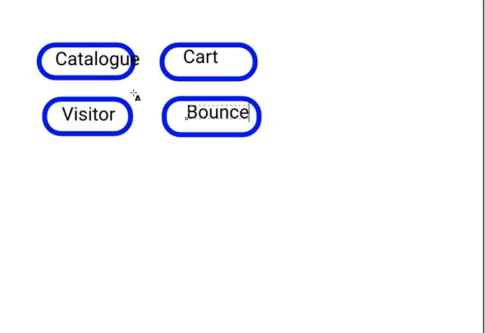and within this, we're also going to have user interactions, and some kind of bounce rates. So let's just put in some of these things. We've got a catalogue, and over here a shopping cart, and down here we're going to have some sort of user interaction. So just say visitor, and then here we've got some sort of bounce rate, so the bounce rates are when people go in and they don't buy anything.